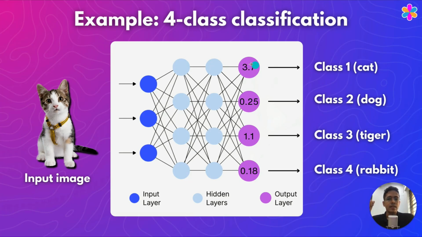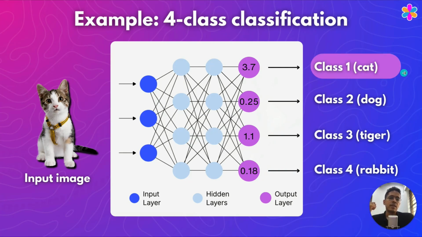And this unit in the output layer belongs to the class 1, which is cat. This number somehow signifies cat. This is corresponding to dog, which is class 2. This is class 3, which is tiger, and this is class 4, which is rabbit.